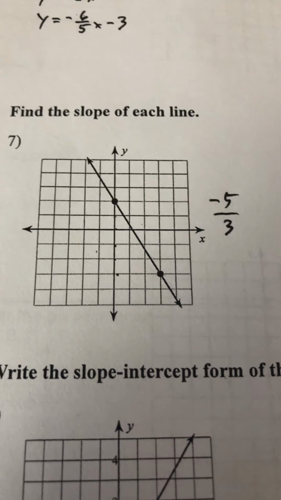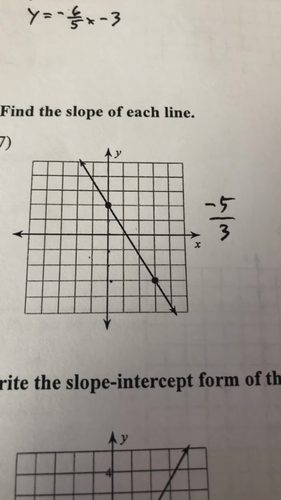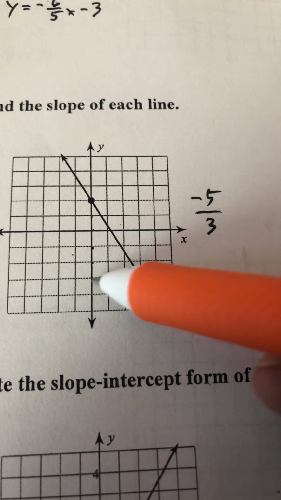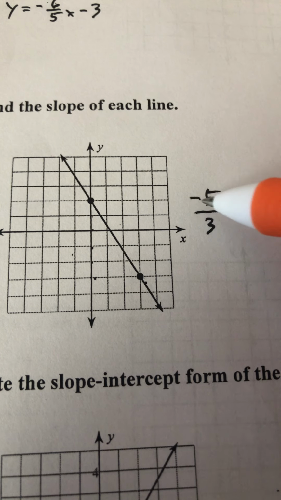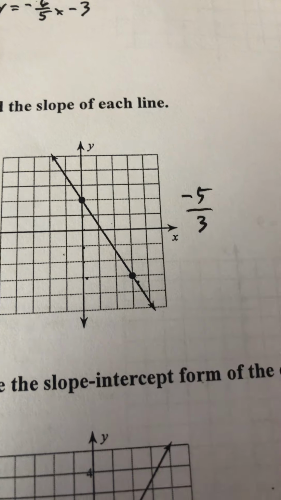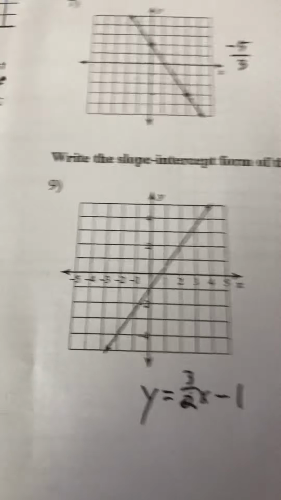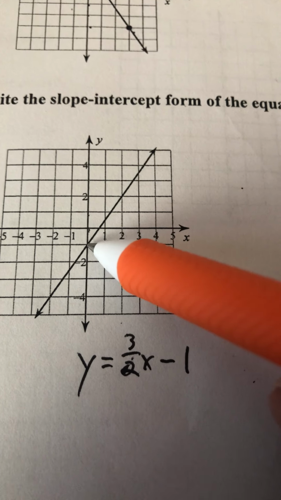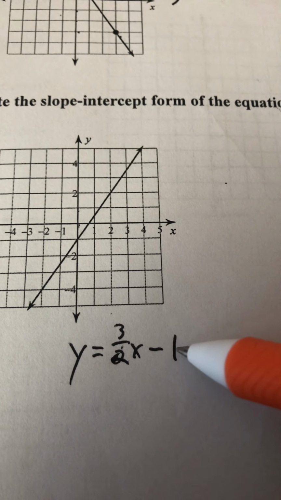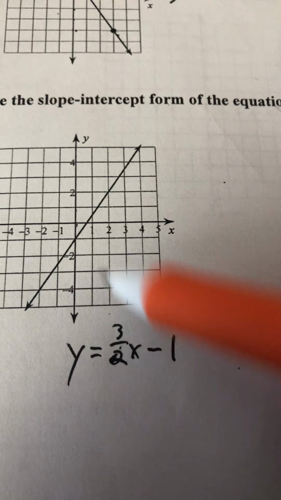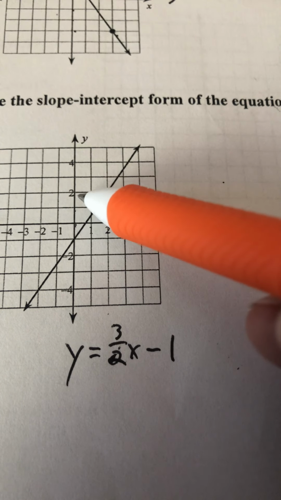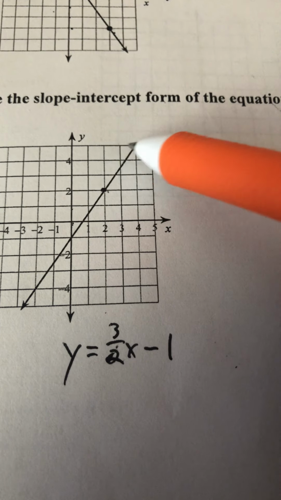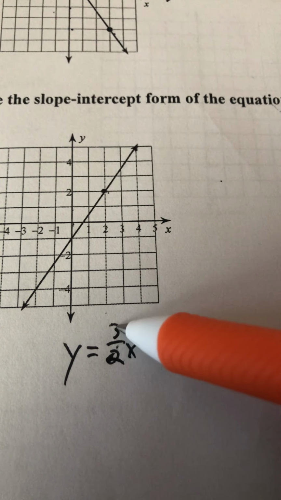Now we're going backwards. We're given a line, so find the slope, it says. The slope is just going to be going down 5 over 3. So down is negative, so -5 over 3. And then we want to write the whole thing in slope-intercept form. I started with my y-intercept as -1. And then I figured out my slope. I go up 3 over 2 to the next point. Up 3 over 2 to the next point. So my slope is 3 over 2.